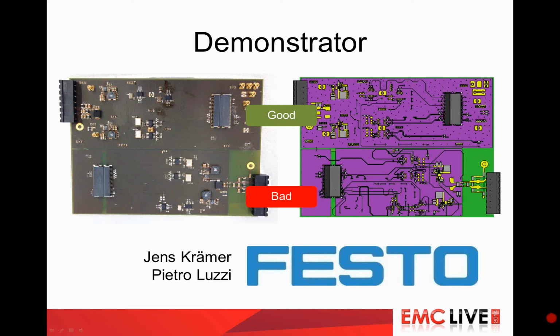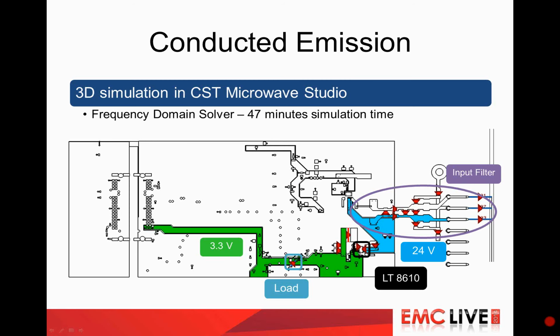So let's start with the example about the conducted emission. For the 3D simulation inside Microwave Studio, I was using the frequency domain solver because we have many ports. As you can see down here, there are many ports. There are 3 ports at the connector, and there is an input filter which consists of 9 elements. All these ports will later be pins on the schematic where I can add my filtering elements. Then in light blue, that's the input voltage of 24 volts, and it arrives at the voltage regulator module from Linear Technology, which is a fully integrated voltage regulator. On the output side there is the 3.3 volt net and a load placed into the 3.3 volt net. So this is, let's say, the bad version of the board.